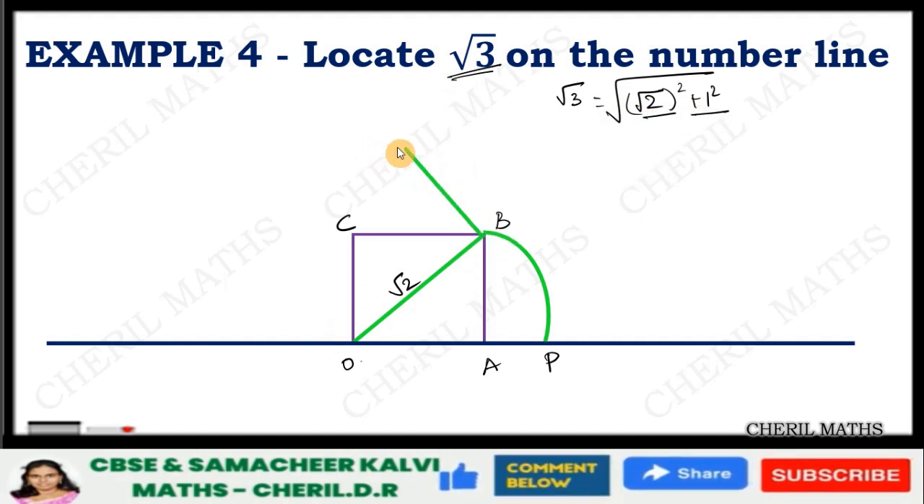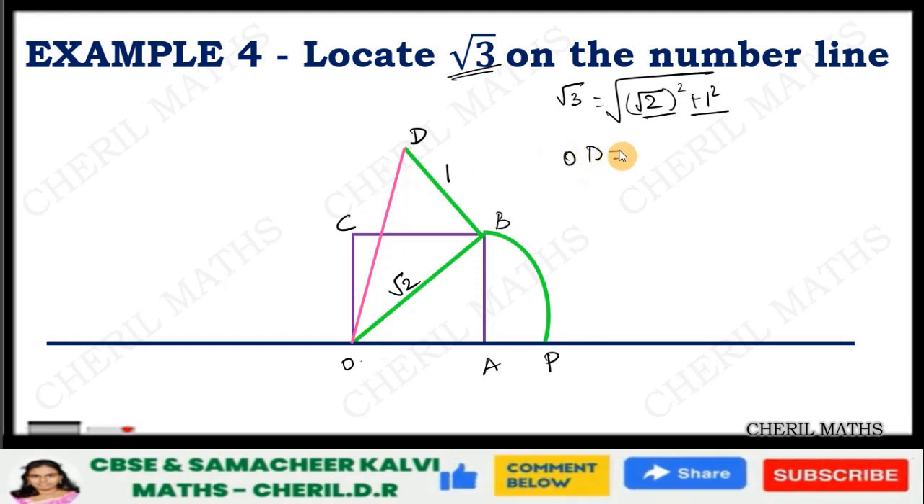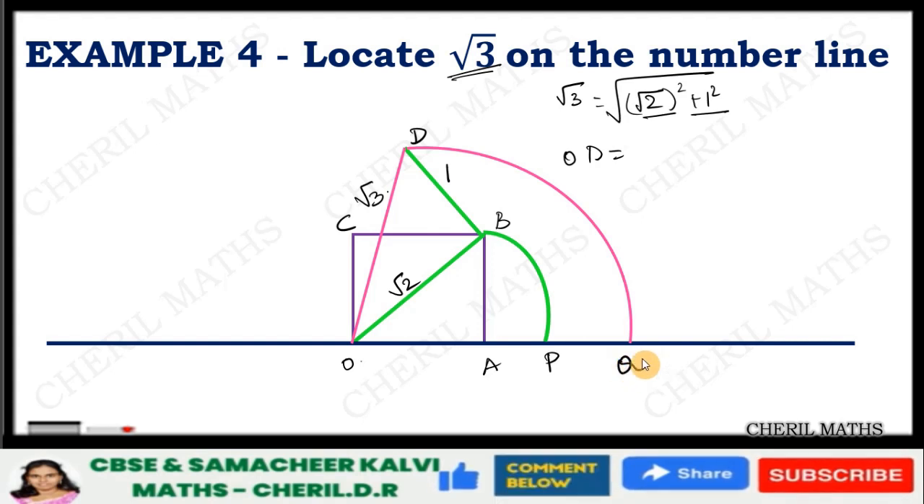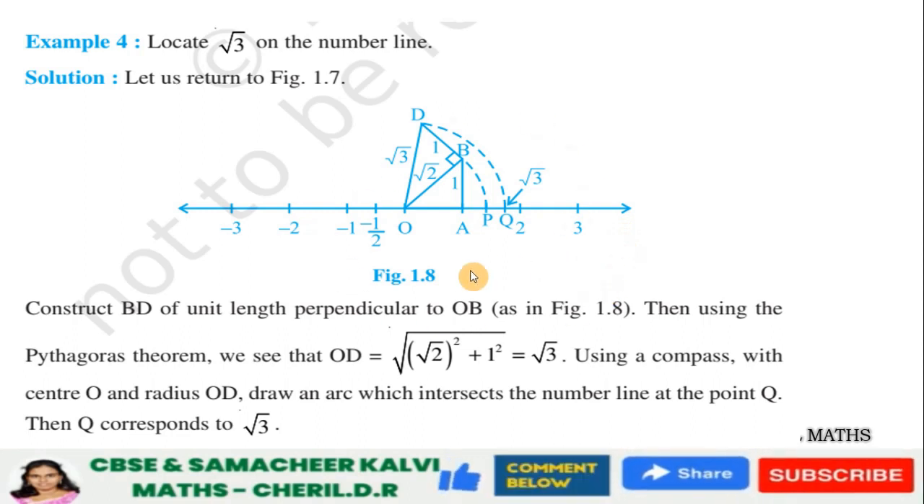So we drew another line. This is BD, which was 1 unit again. Then we joined OD, where we got OD to be root 3. So this is how we got root 3 on the number line, and then with O as the center and OD as radius, we drew an arc intersecting the number line at Q. So OD is equal to OQ, which was root 3. Got it, children? So this is what we saw.